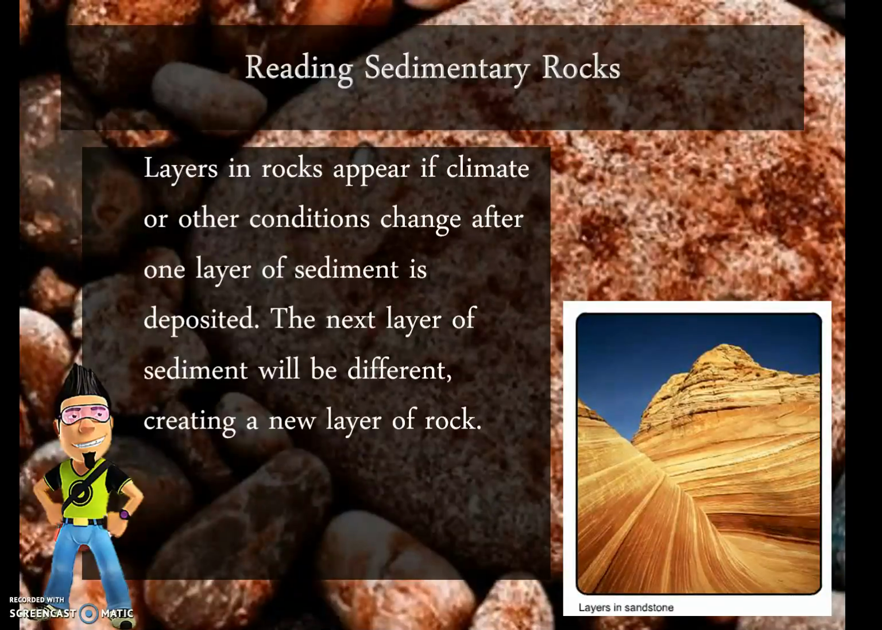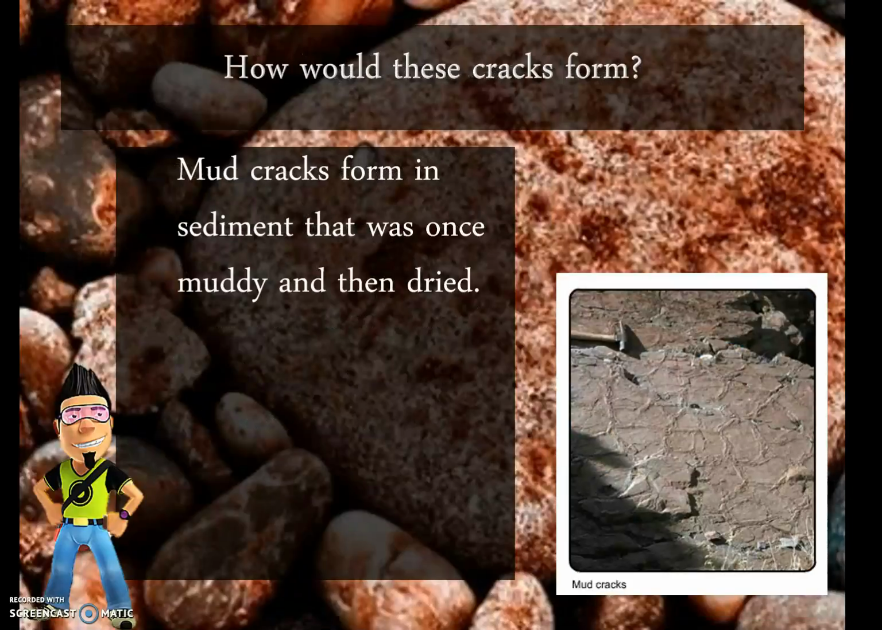You can also find layers, like in the Grand Canyon, if climate or other conditions change after one layer of sediment is deposited. The next layer of sediment will be a different rock, a different color, a different type of chemical, creating layers of rock. Mud cracks are also a sign that an area was muddy and dried, if you find mud cracks in sedimentary rock.